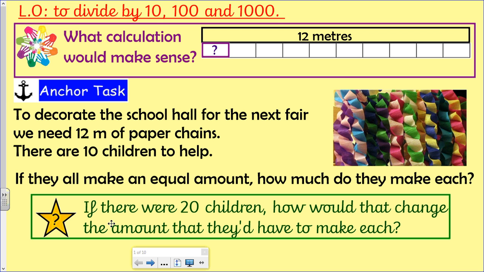The challenge down at the bottom: if there were 20 children, how would that change the amount that they'd have to make each? So that is your challenge. Instead of 10 children, if there were actually 20 children, how much would they have to make each? Again, pause it now if you haven't had a go yet.